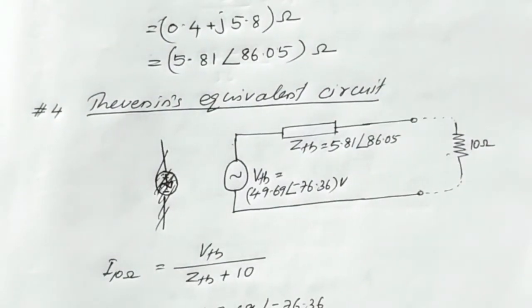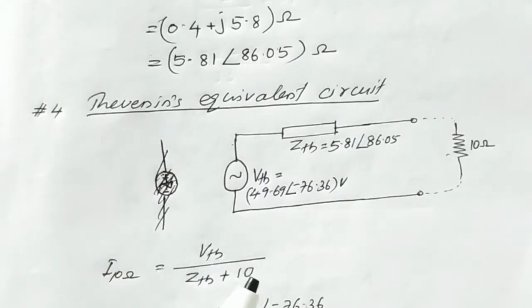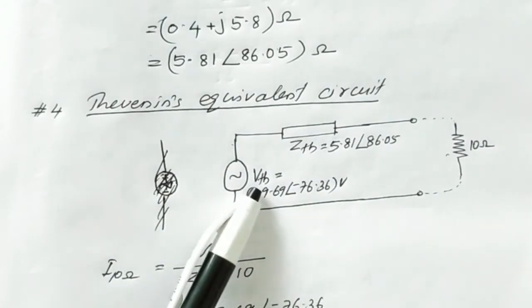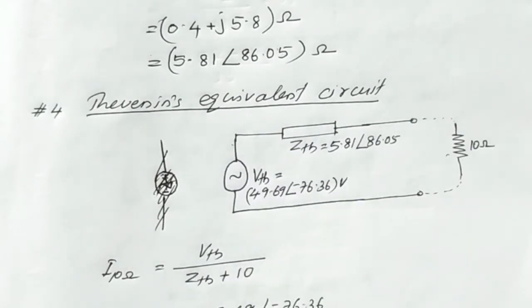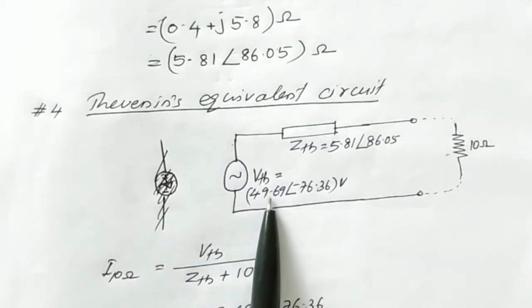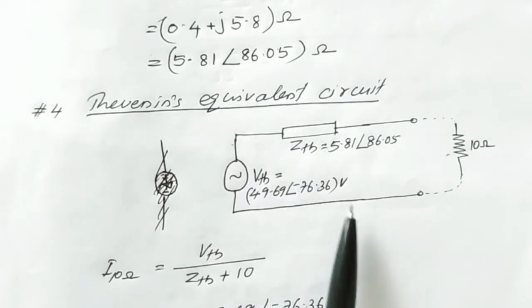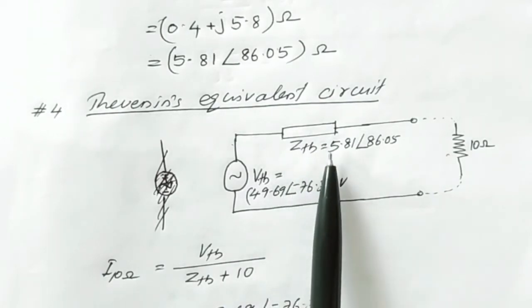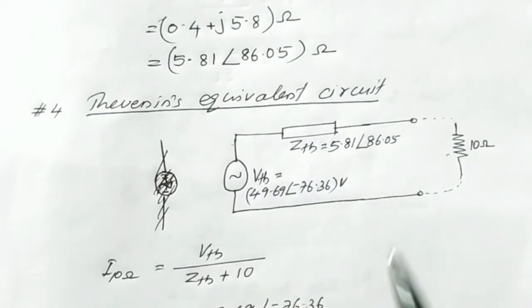This is the corresponding Thevenin's equivalent circuit. Any linear bilateral network with the output terminals A and B can be replaced by a voltage source VTH in series with an impedance ZTH. Here the value of voltage is obtained as 49.69 angle minus 76.36 volt, and ZTH is obtained as 5.81 angle 86.05 ohm.